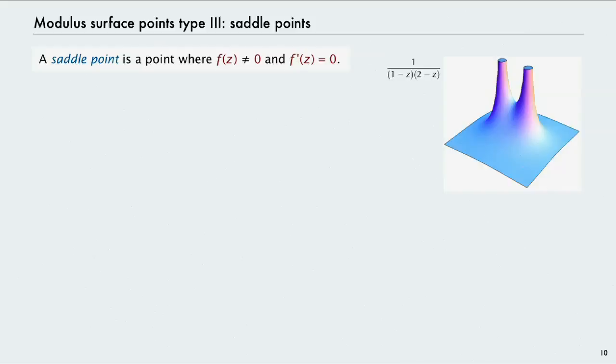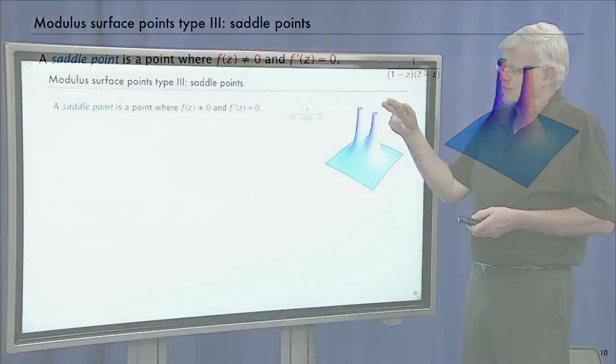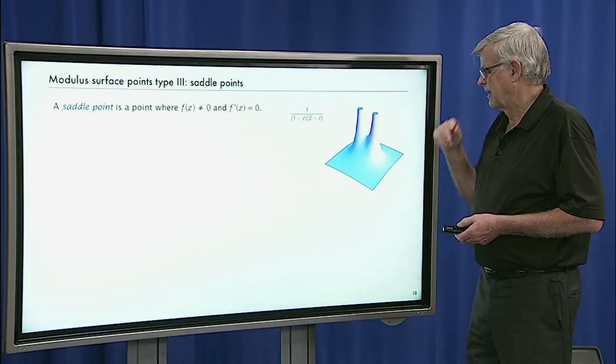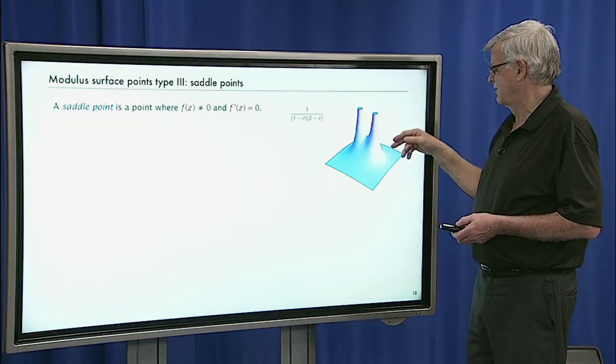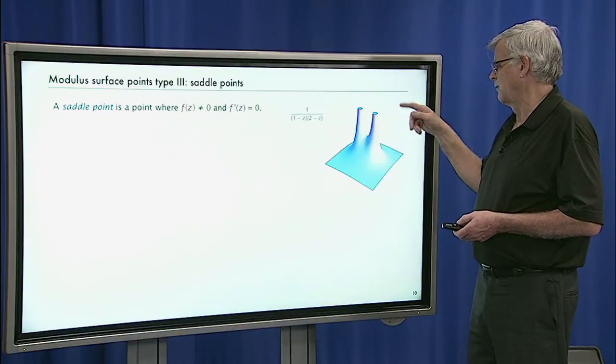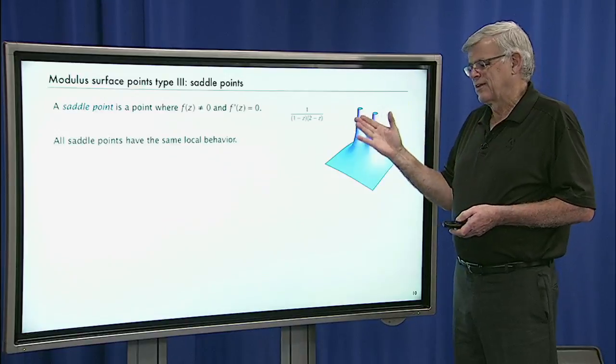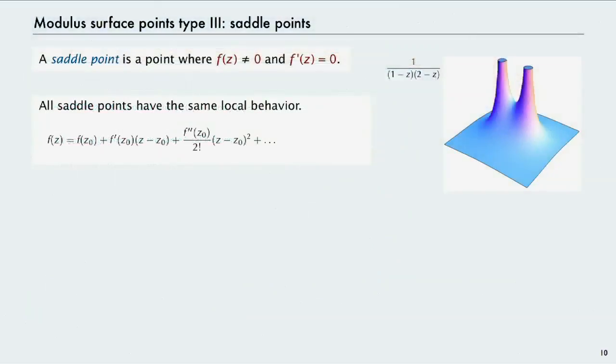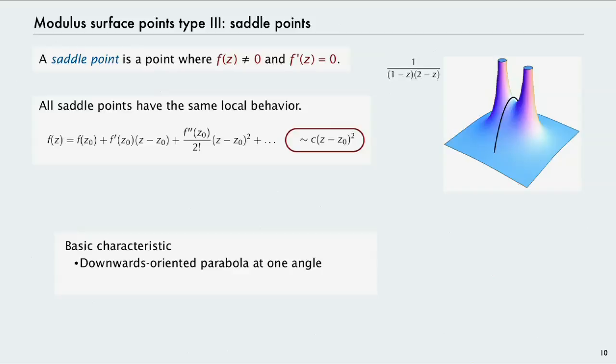But now we come to saddle points, and that's the kind of new idea. A saddle point is a point where the function's not 0, but the derivative is 0. So here's a plot of the function 1 over 1 minus z times 2 minus z. It's got poles at 1 and at 2. Now all saddle points have the same local behavior, just as for poles and zeros. If we write out the Taylor expansion, in this case the function f of z is non-zero, but the derivative is 0. So what that leaves is a quadratic term, and that's the term that's going to dominate. So the idea of a saddle point is that there's parabolas, and it does depend on the angle.